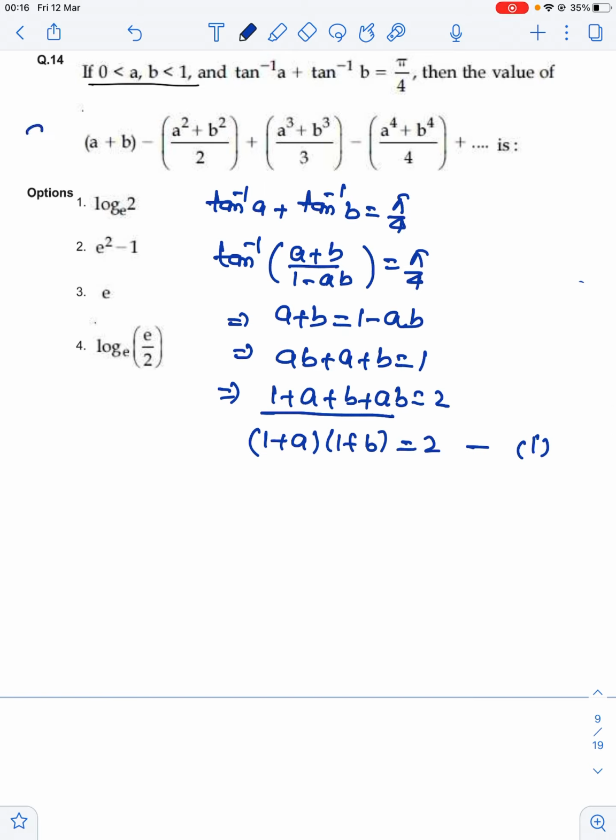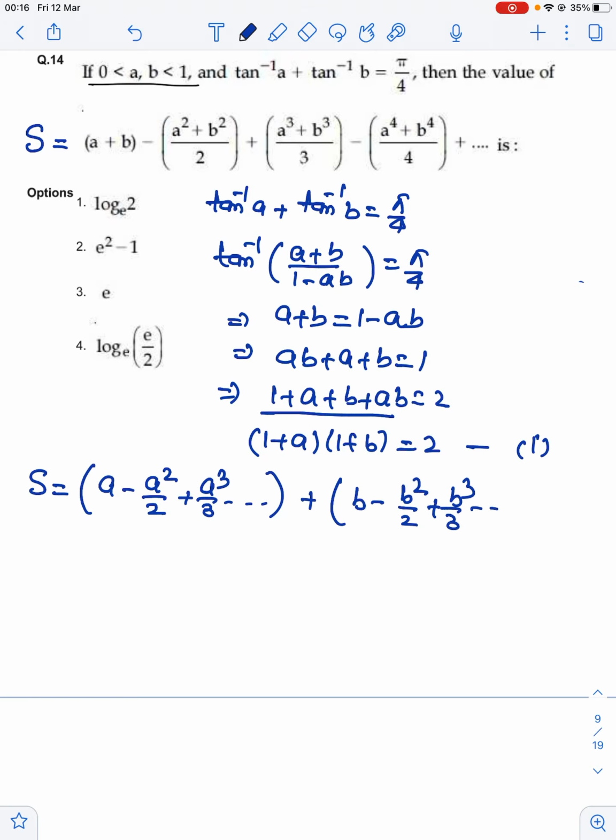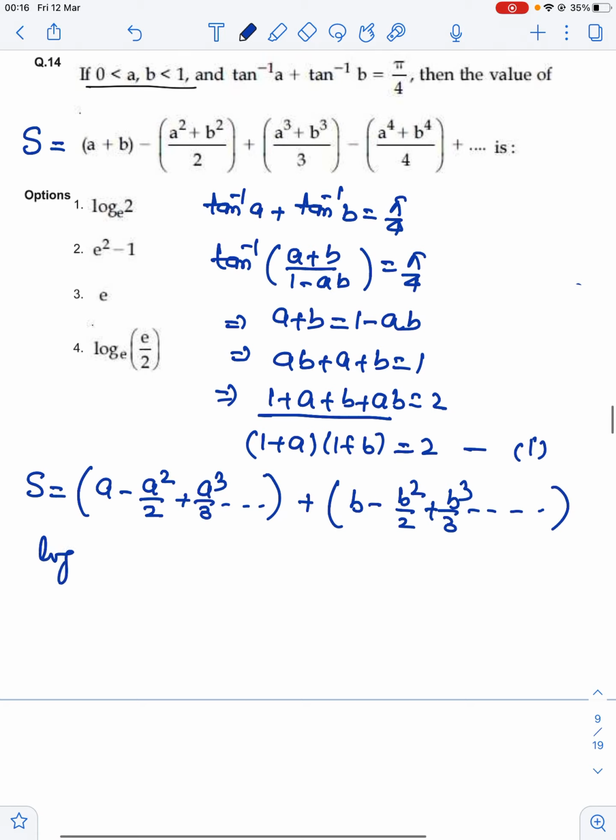Now let us move to the series. This series is S. If I split it in terms of A and B separately, the series with a is a minus a square by 2 plus a cube by 3 and so on, and similarly it is b minus b square by 2 plus b cube by 3 and so on. Now we know one thing, the log of 1 plus x expansion is x minus x square by 2 plus x cube by 3 minus x to the 4 by 4 and so on. So you can easily compare.